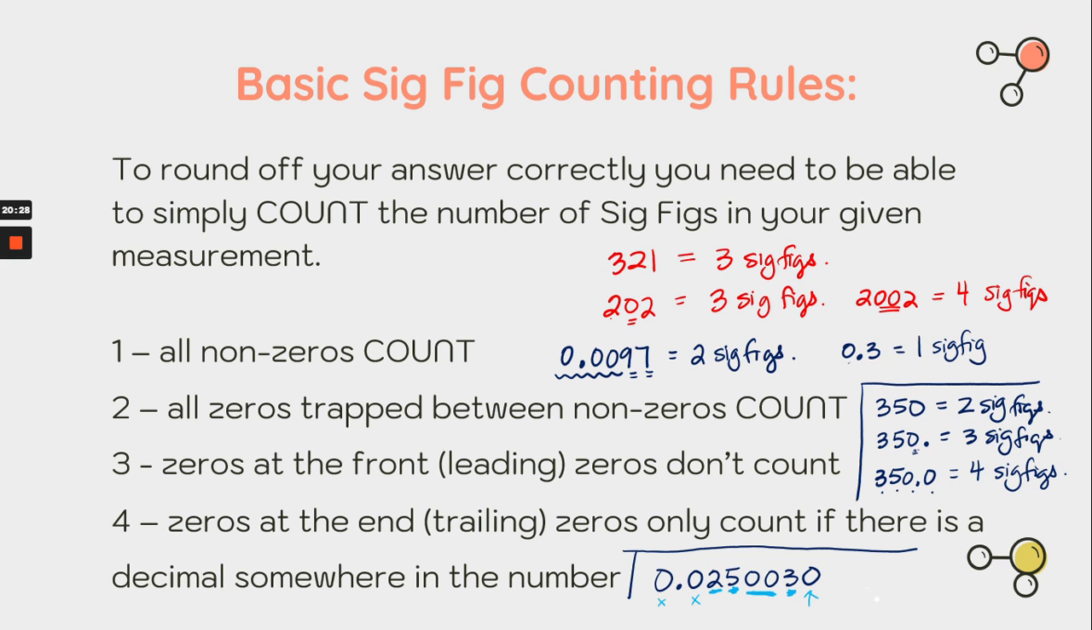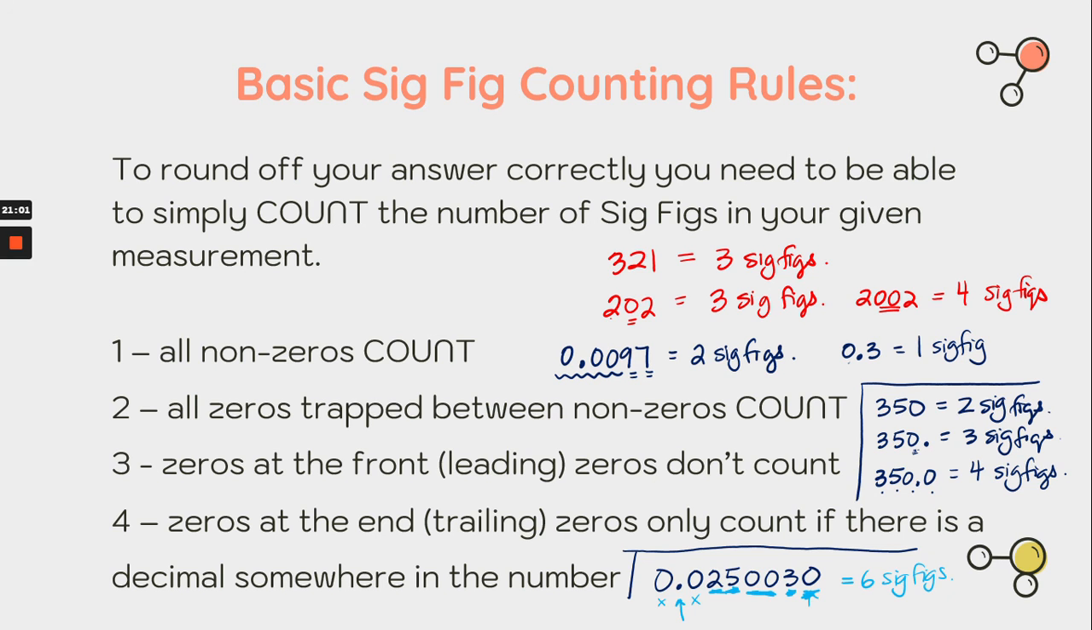He's at the end of a number, so he's trailing, and it says they only count if there's a decimal somewhere in the number. Well, look at that. There is a decimal. So this guy counts. So that means I have 1, 2, 3, 4, 5, 6 sig figs in this number. So don't overthink them. They're just rules. We're going to use these rules to round off our answers.